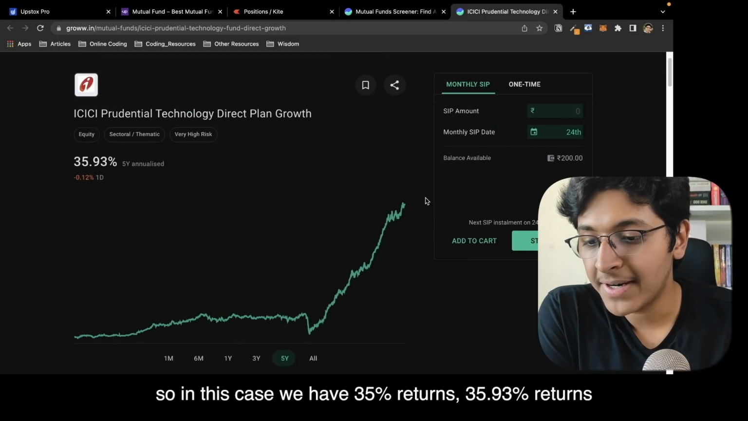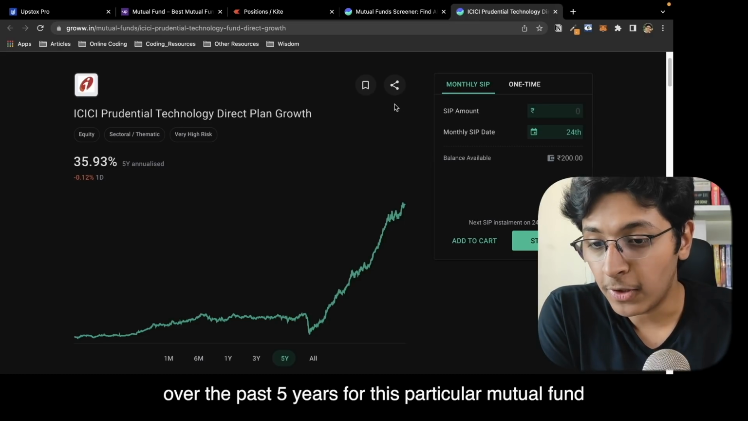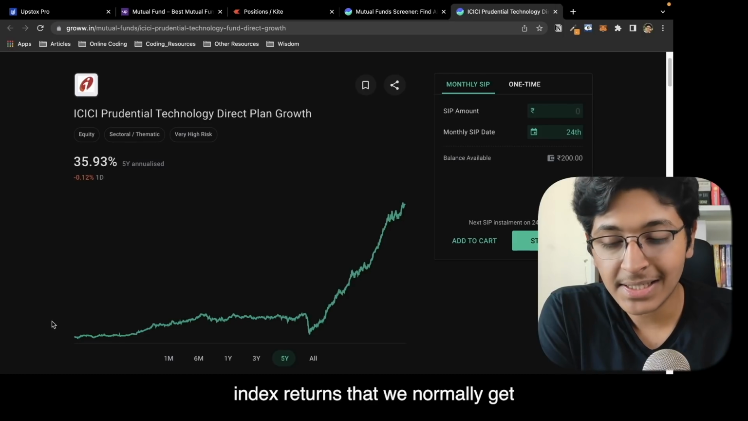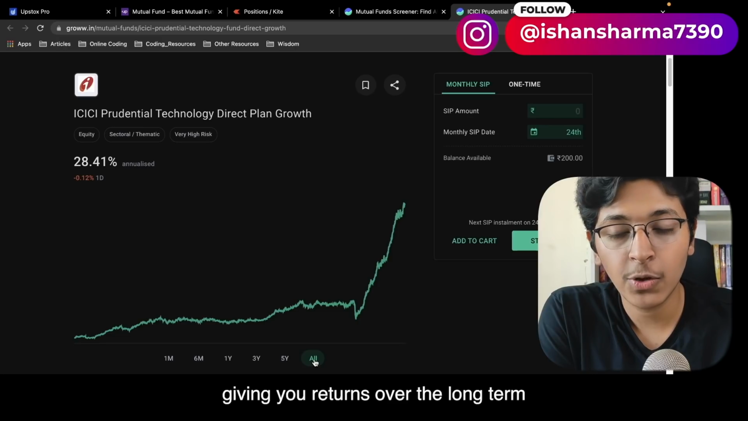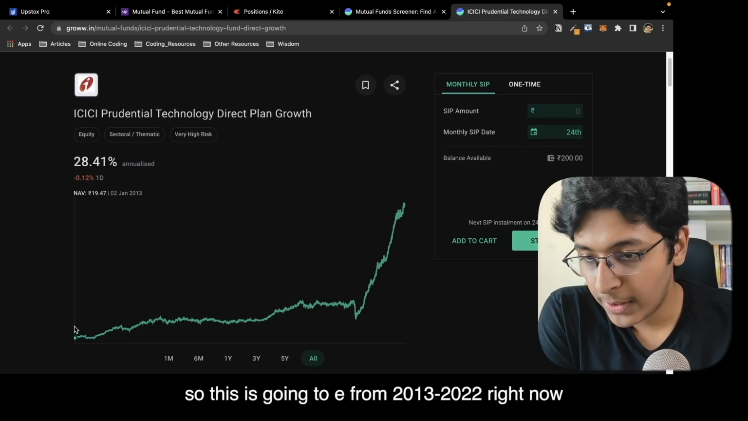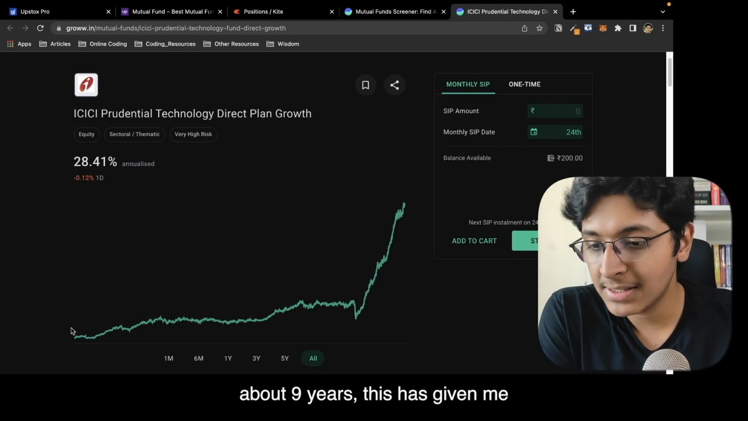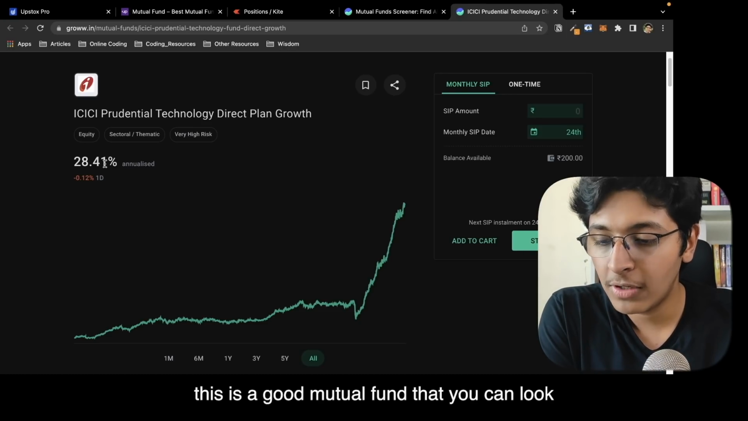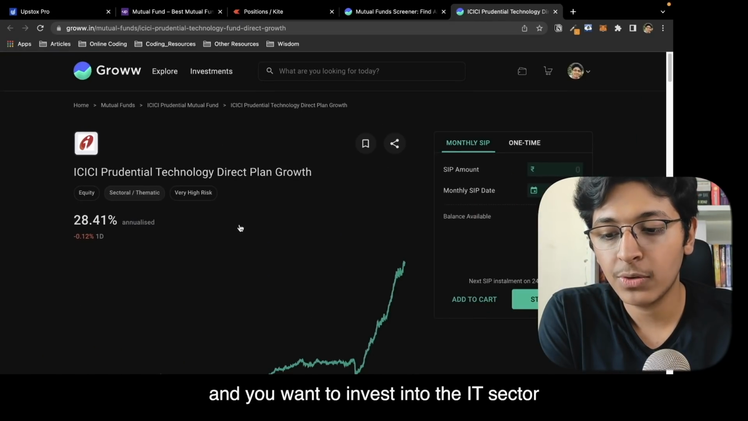So in this case, we have 35.93% returns over the past 5 years for this particular mutual fund, which is a lot higher than the 15% index returns that we normally get. But this is for the 5 years. You have to make sure that this is consistently giving you returns over the long term. So as you can see, when I switch to all time, so this is going to be from 2013 to 2022 right now, about 9 years. This has given me 28% annualized returns every single year. This is a good mutual fund that you can look at if you are fine with the very high risk and you want to invest into the IT sector.